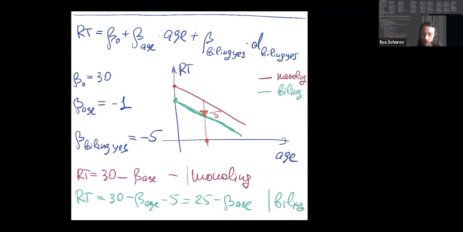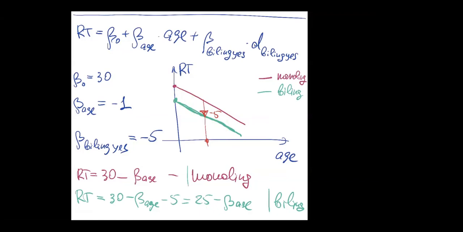Okay. So I have two different equations, one for monolinguals and one for bilinguals. And for monolinguals, this is this equation. And for bilinguals, this is this equation that is very similar to this one, but what changes is this intercept. Here it is 5 units smaller. So it means that all values here are just 5 units lower than the corresponding points here. Okay, got it. Thank you. Mm-hmm. More questions?